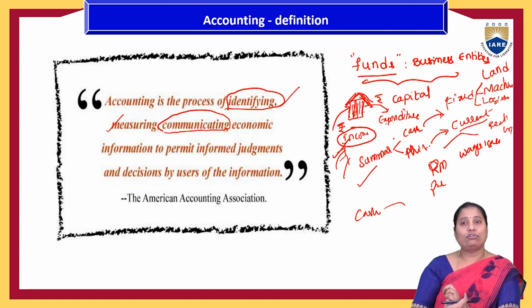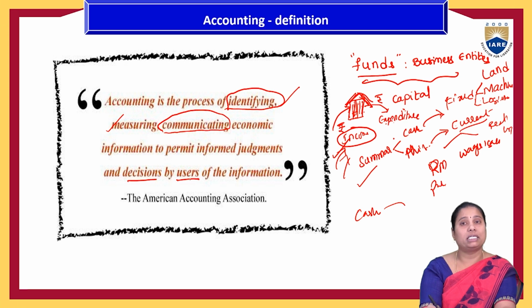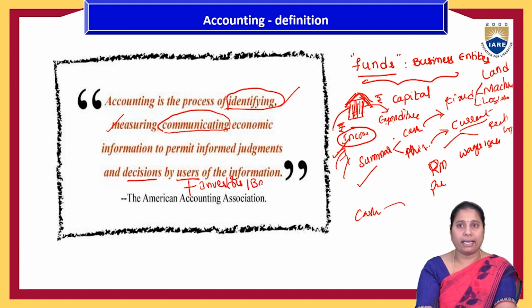Okay, here I have told you they are going to communicate to the users for the taking of better decisions. Now, I'll tell you who the users are. Users means the persons who get this information and take the decisions. Let us say the investors or the bankers.